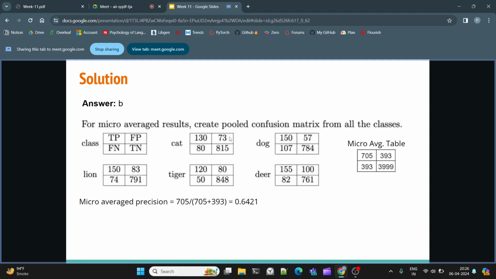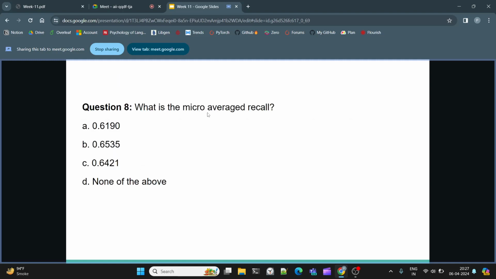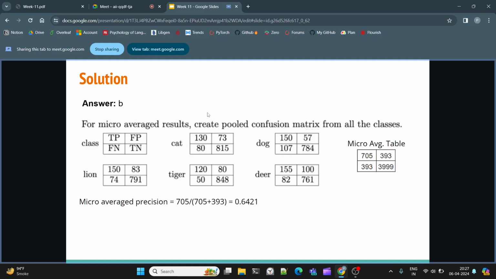Again, these cells correspond to the false positive for all the classes. You simply sum it up again: 73 plus 57 plus 83 plus 80 plus 100, which gives you 393. Similarly, for false negative, you sum up these values. For true negative, you sum up these values. Simply sum them up. You're just aggregating everything and putting it in one table. Is it clear? Yes. Okay. Any other doubt?